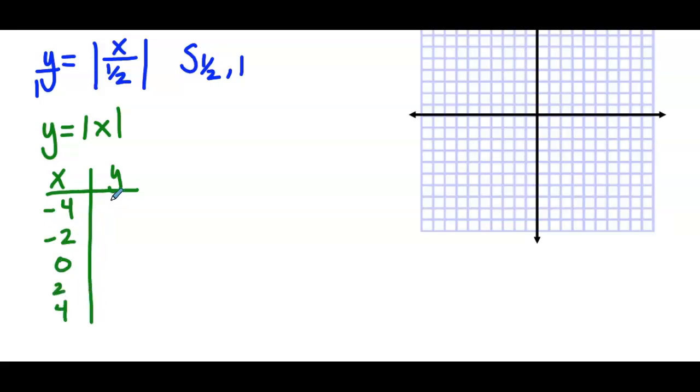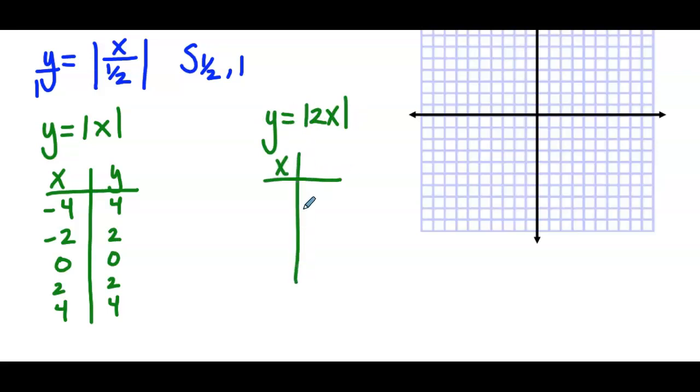The absolute value of -4 is 4, absolute value of -2 is 2, absolute value of 0 is 0, 2, 4. It takes a bit more work because this isn't typically what we use, but it's actually going to be easier for us in the end when we're trying to create the table of values for y equals the absolute value of 2x.